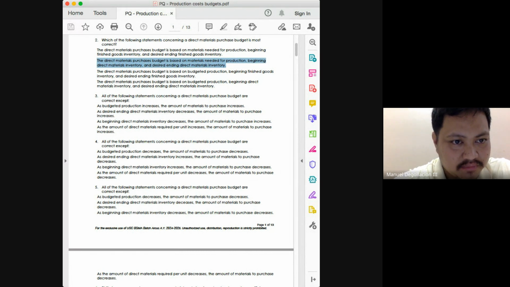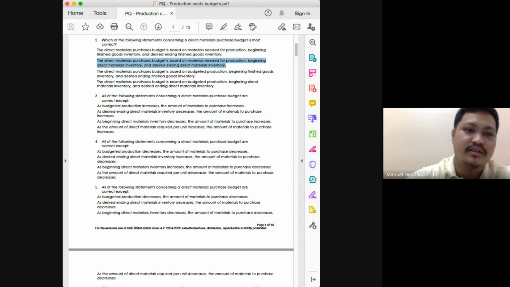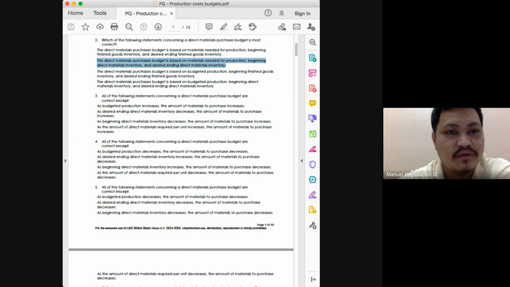Okay. Third statement, as beginning direct materials inventory decreases, the amount of materials to purchase increases. That is correct. If you have a few amount of inventories on hand, then that would increase the amount of materials that you will have to purchase. As the amount of direct materials required per unit increases, the amount of materials to purchase increases. Okay, that's obviously correct because that would increase the materials needed for production. The higher the amount of materials needed for production, the higher your budget purchases would be. So again, the answer here is a second choice.